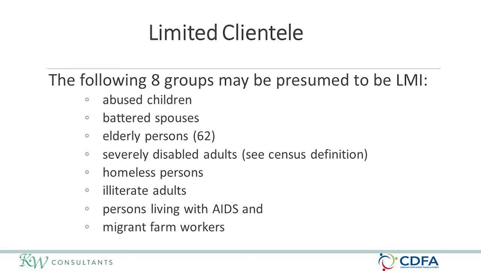A couple things to keep in mind is that elderly, by HUD definition, must be a program or project that is targeting elderly as defined as 62 years old or older, and severely disabled adults must be a program or project that's targeting severely disabled adults that meet the definition of the U.S. Census Bureau. Disabled children are not considered a presumed group, and that's an important notation.